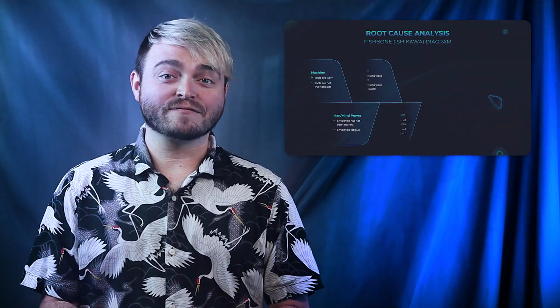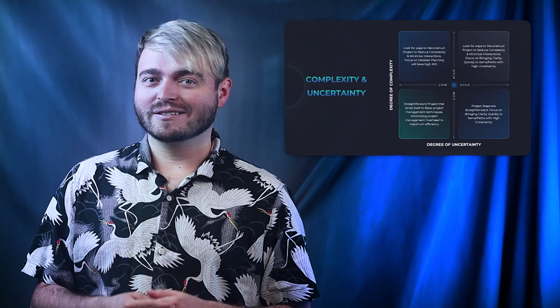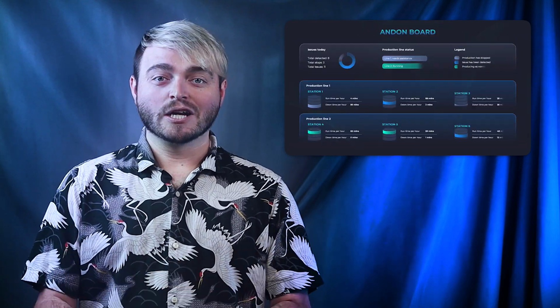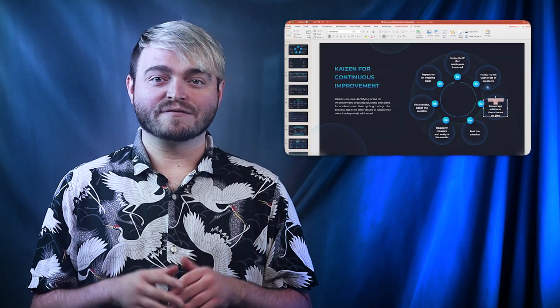It includes slides for root cause analysis, risk identification, complexity and uncertainty matrix, Kaizen, 4M checklist, Andon Board, Toyota Production System, Deming Cycle, PDCA, and many more that can be customized for various team environments. Let's review how these methods can be used to improve existing operations.